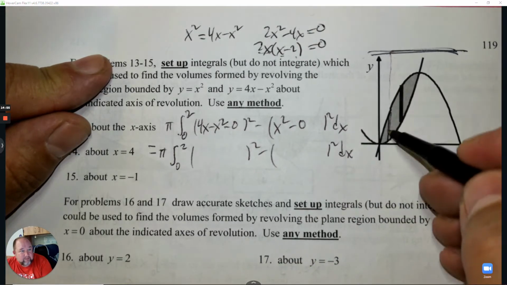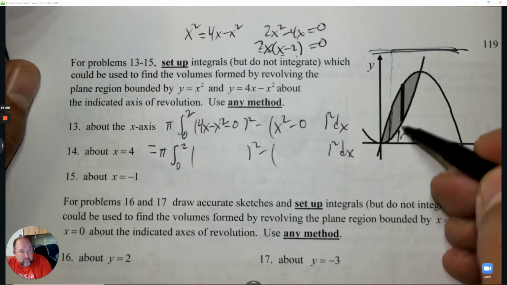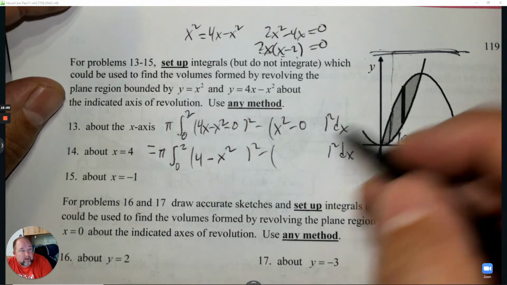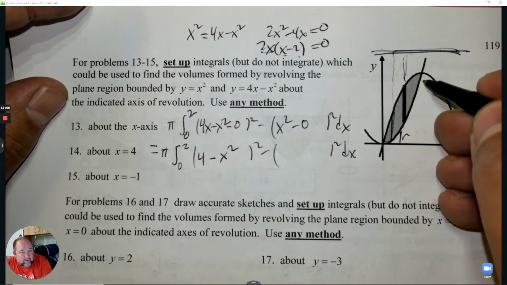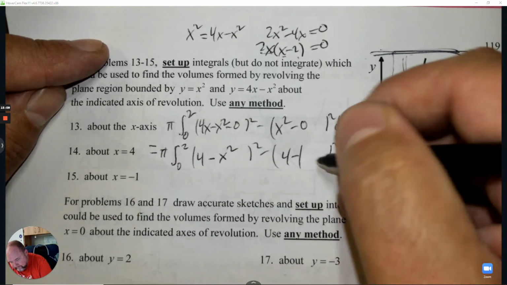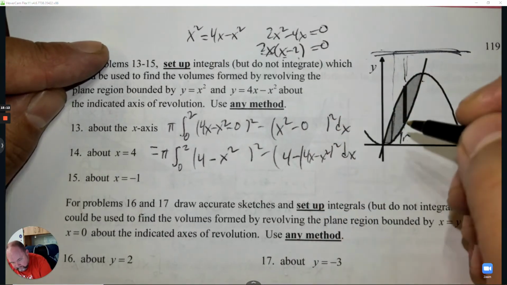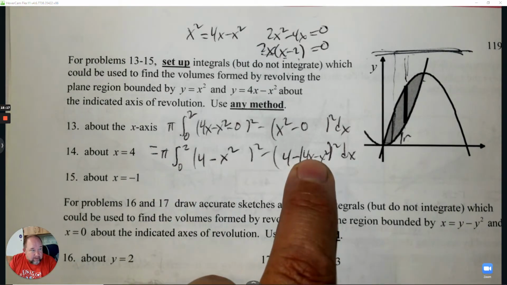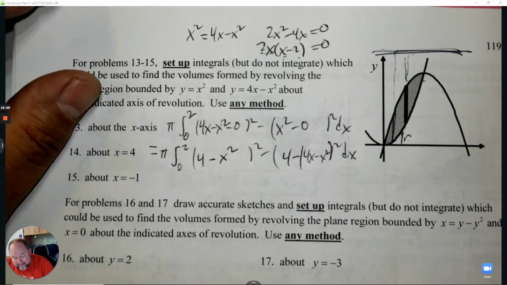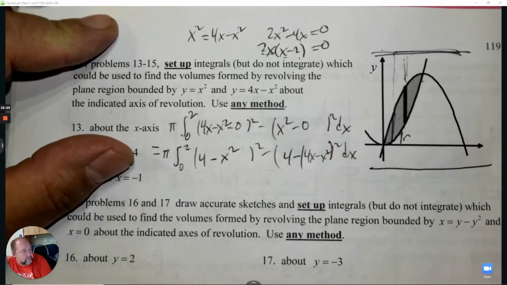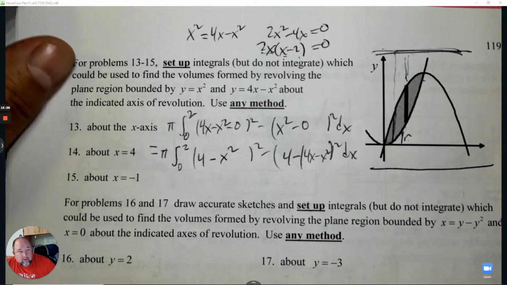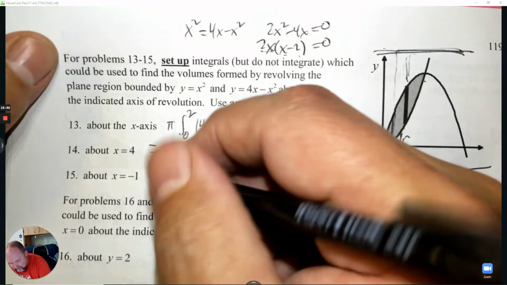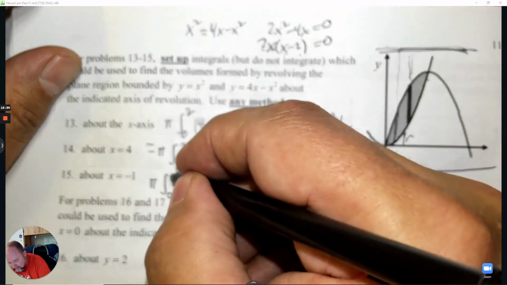So now the big radius is 4, take away the bottom curve, which is x squared. And then the little radius is 4, take away the negative. So top subtract bottom for the big radius and small radius, about x equals -1, that's below. I'm just more comfortable with washers than shells, but we're going to practice both there when it's necessary.